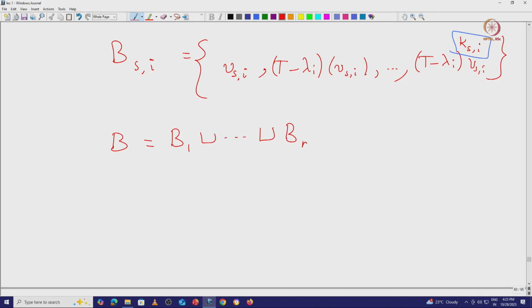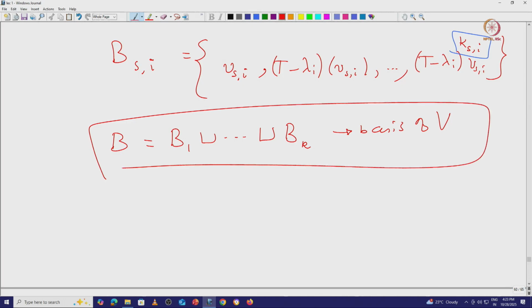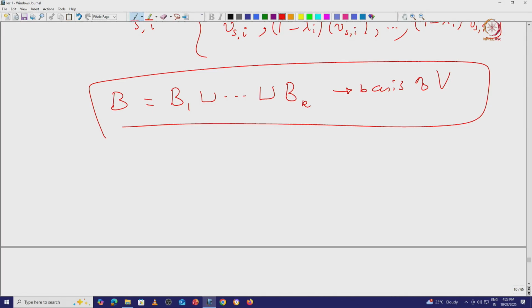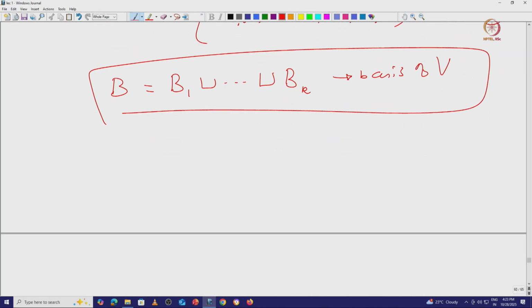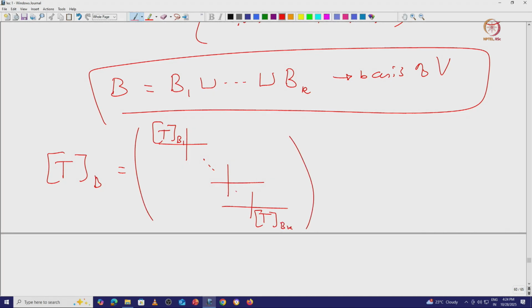So, now what we can do is collect them together and make a basis of V, which is the basis of V. And with respect to that basis, we will have the Jordan canonical form of this given operator T. To write that down, let us first focus on the blocks. So, T with respect to B is going to look like blocks: T with respect to B_1 and so on, up to T with respect to B_k.